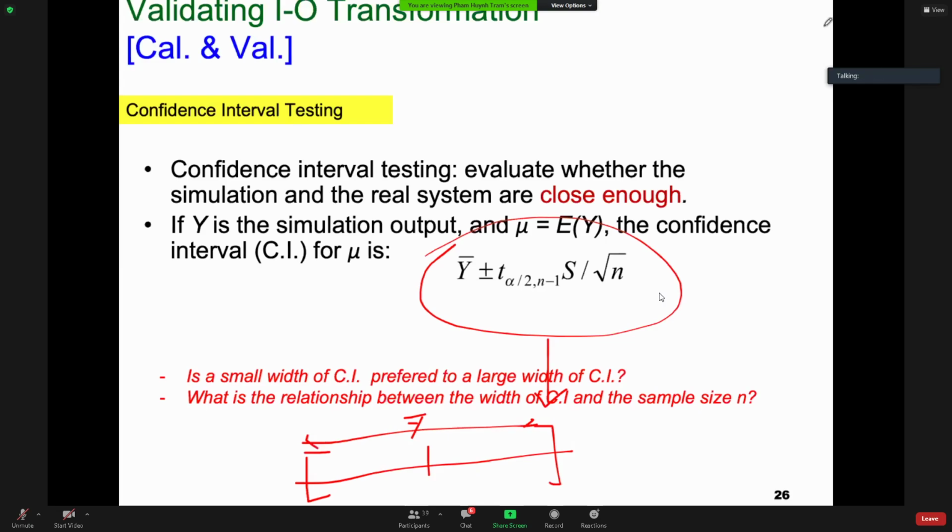Can anyone answer? What is the relationship with the sample size? This is the number of replications, and this is the width of our confidence interval. What is the relationship, everyone?